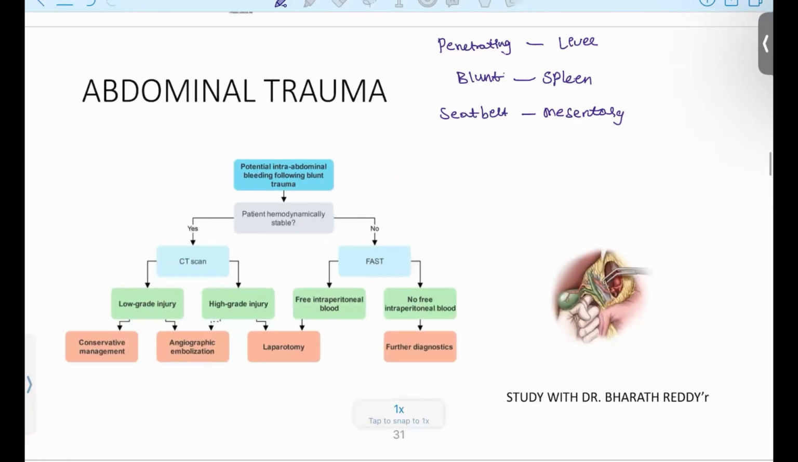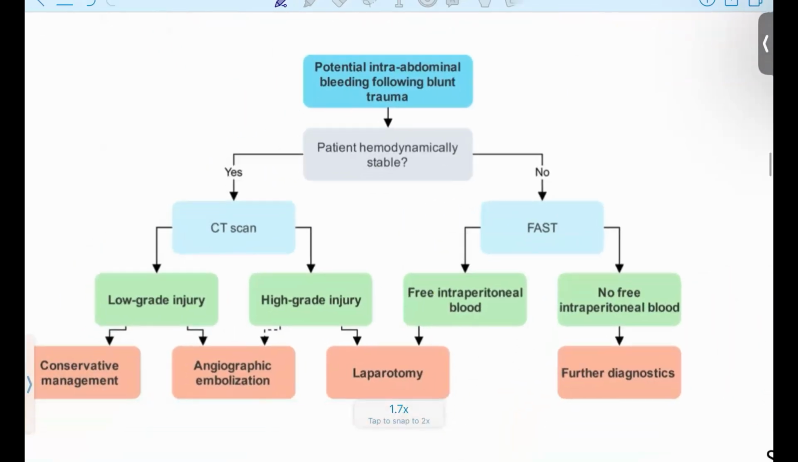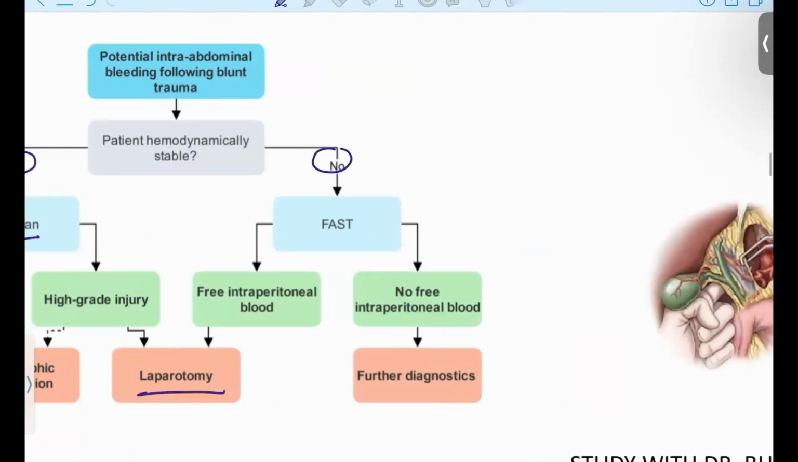In the seat belt injury, it will involve the mesentery. And when you say abdominal trauma, let's say the patient is hemodynamically stable or unstable. If the patient is stable, then go and do the CECT, a contrast based CT scan. If it is low grade, then conservative treatment. But if you see internal bleeding and the patient is having a major injury, then you have to go for laparotomy immediately. And if the patient is unstable, then do the FAST or E-FAST. If you see blood, go for laparotomy. No blood, then consider conservative management.